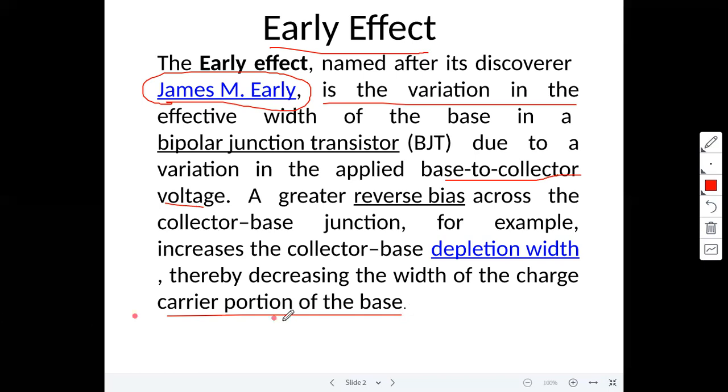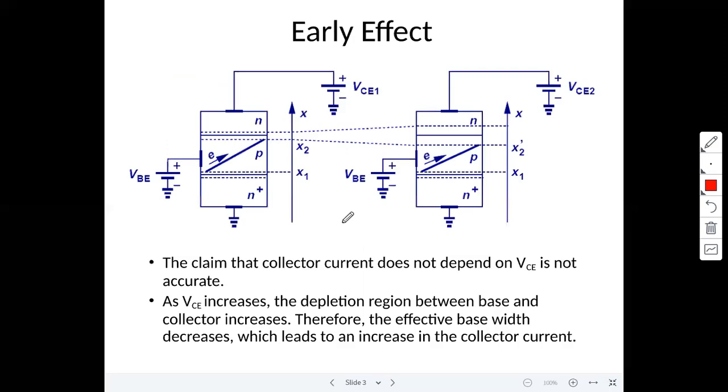Okay, generally in a bipolar junction transistor in active mode configuration, the emitter base junction is forward biased, whereas the collector base junction is reverse biased. Then what is the effect of the reverse bias voltage on the width of the base? That describes the early effect. Okay, now observe here.